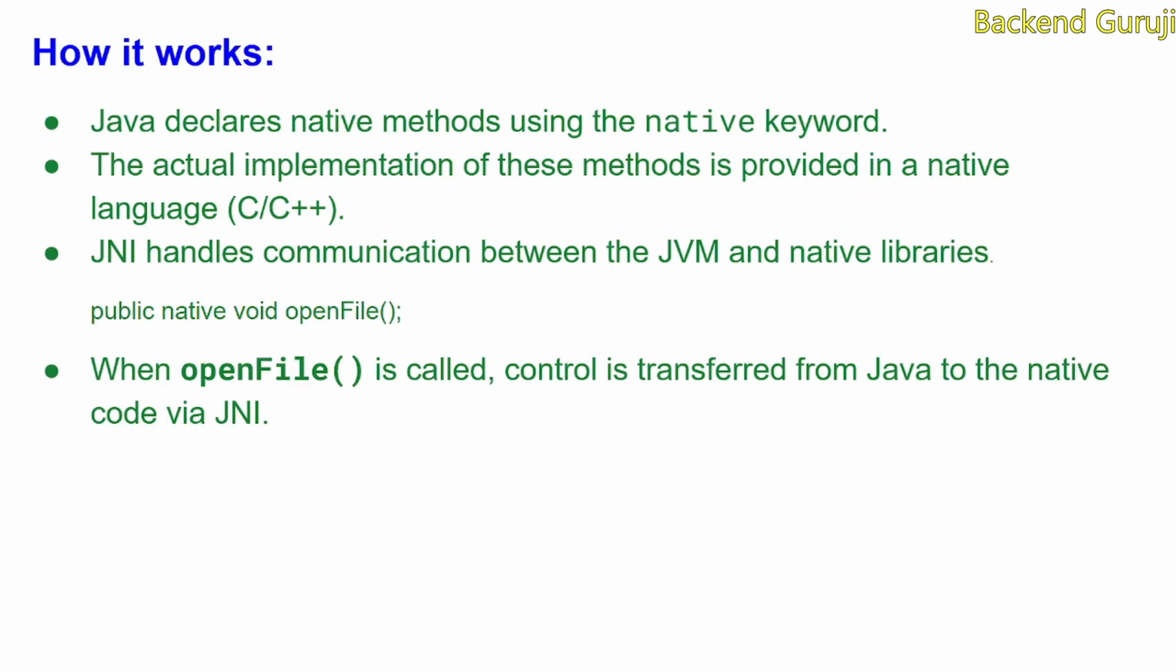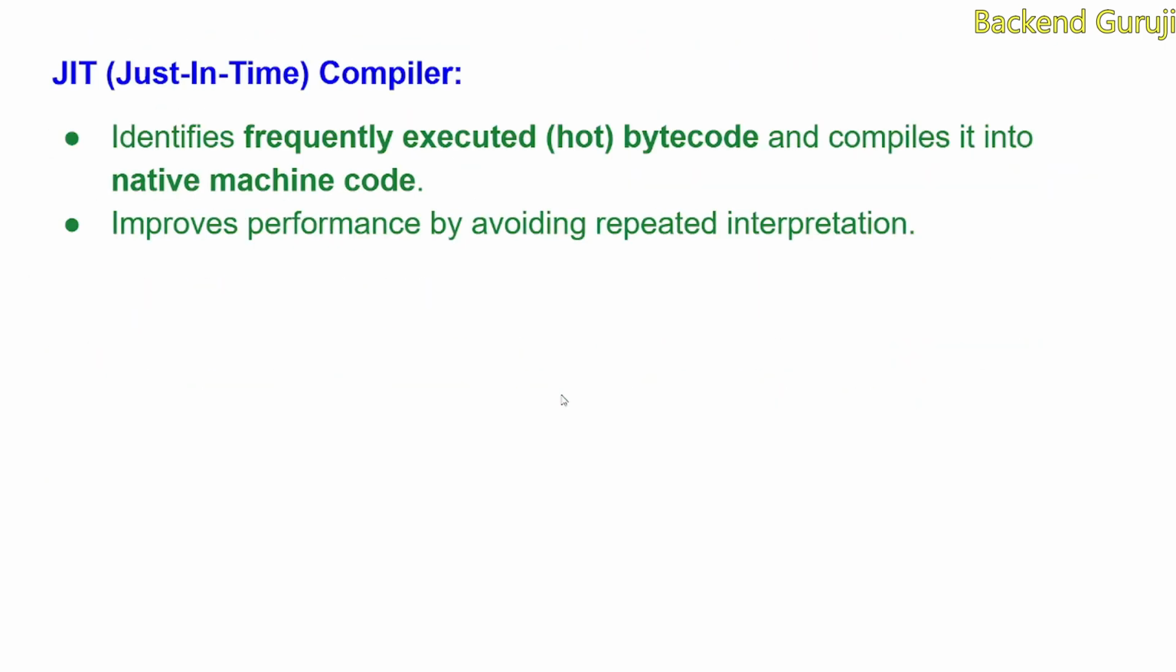How does it work? Java declares a native method using the native keyword. The actual implementation of these methods is provided in native languages like C++. Here is one: public native void openFile. Calling openFile transfers control from Java code to JNI, the Java Native Interface.